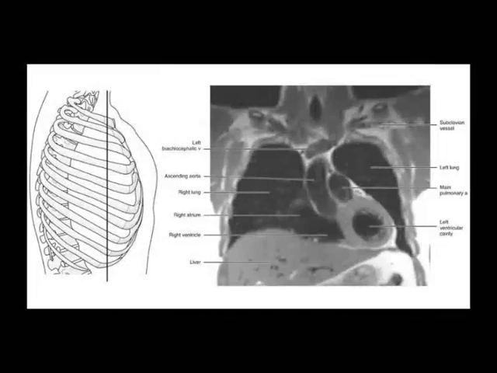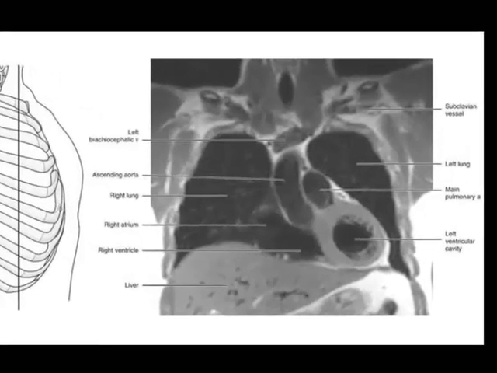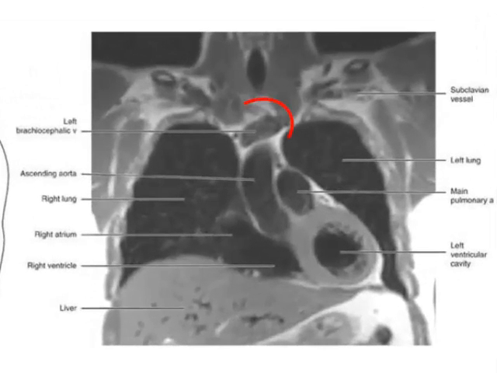This is a coronal MR image demonstrating the ascending aorta. Just superior to it is the left brachiocephalic vein. Towards the patient's left, the main pulmonary artery is seen adjacent to the ascending aorta. The right atrium and ventricle are inferior to the patient's right ascending aorta.